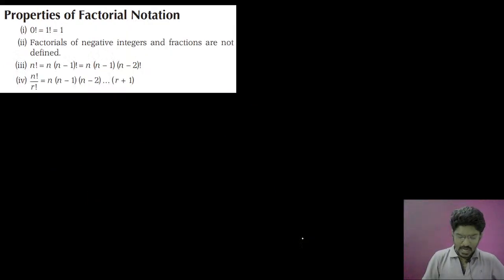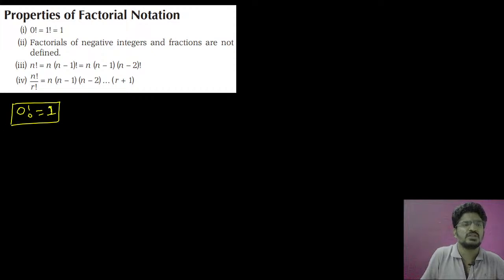Okay. And now you see the properties of factorial. The first property: 0 factorial is 1. Please remember this. And the second property is that factorials cannot be defined for negative integers.